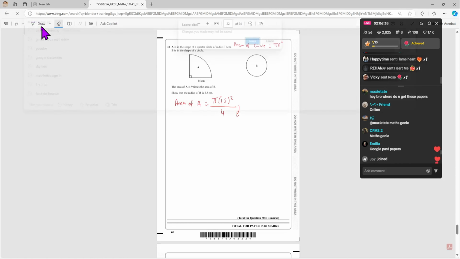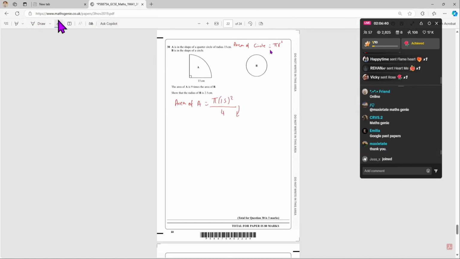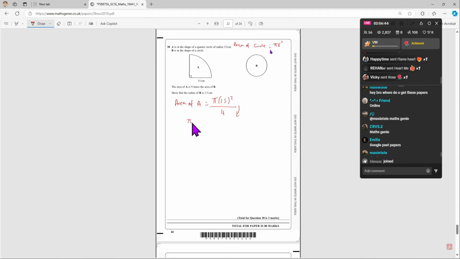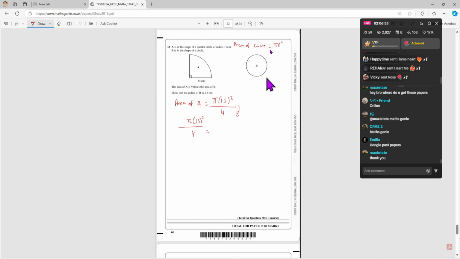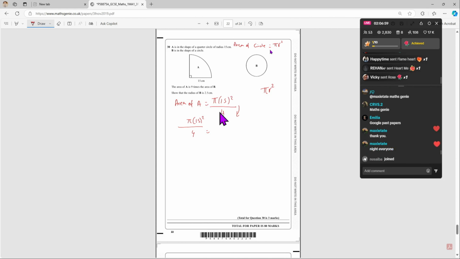Okay, so we know that pi 15 squared over 4 is going to be equal to 9 times the area of B. The area of B is pi r squared, so it's going to be 9 pi r squared.